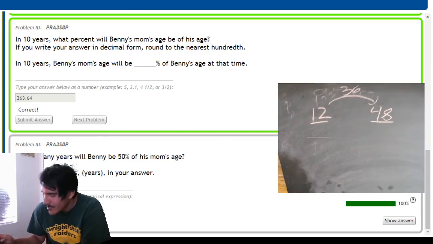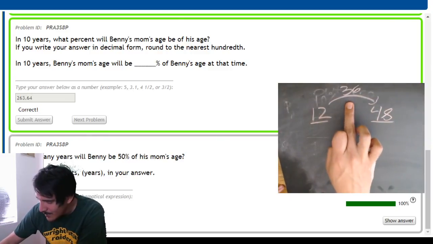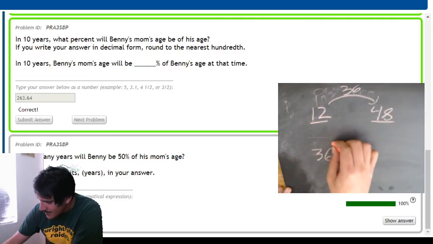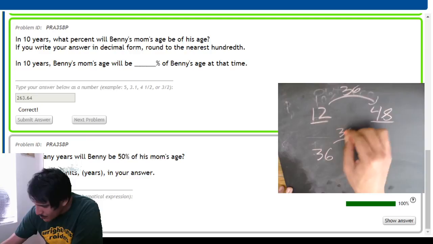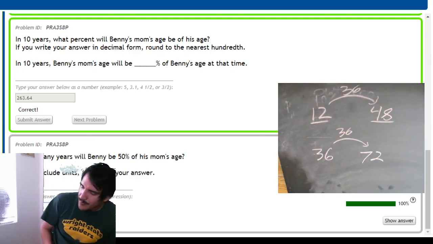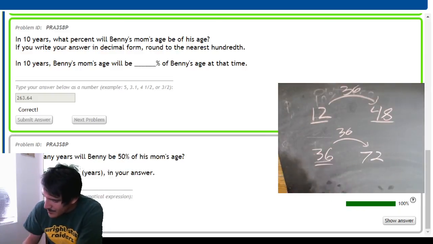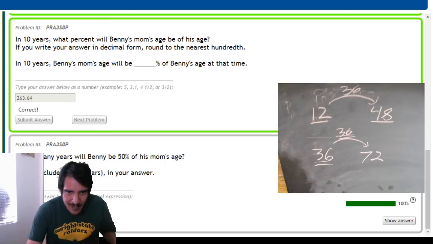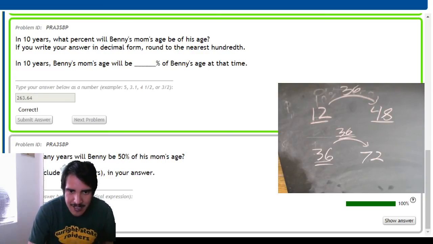Let's just try this out for a second. If Benny is 36, his mom would be 36 years older than him still, right? That means she would be 72. Now, if he's 36 and then his mom is another 36 years older than him, isn't he half his mom's age?